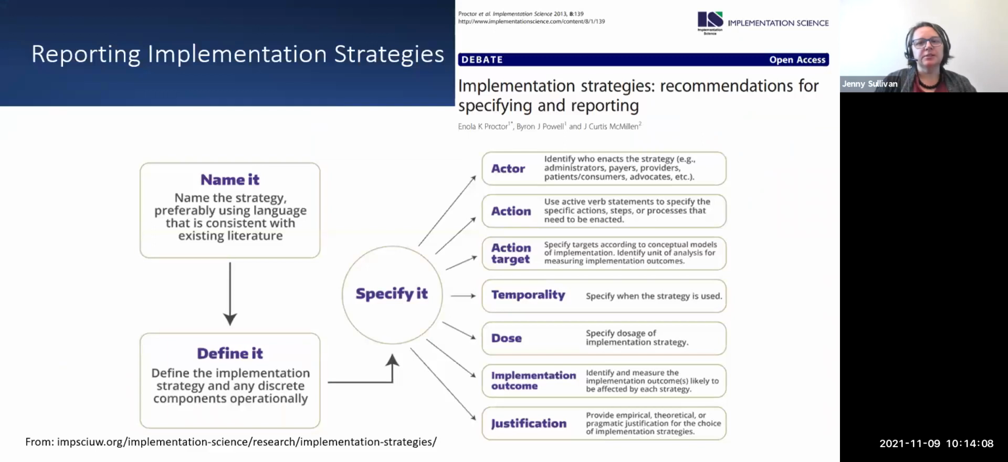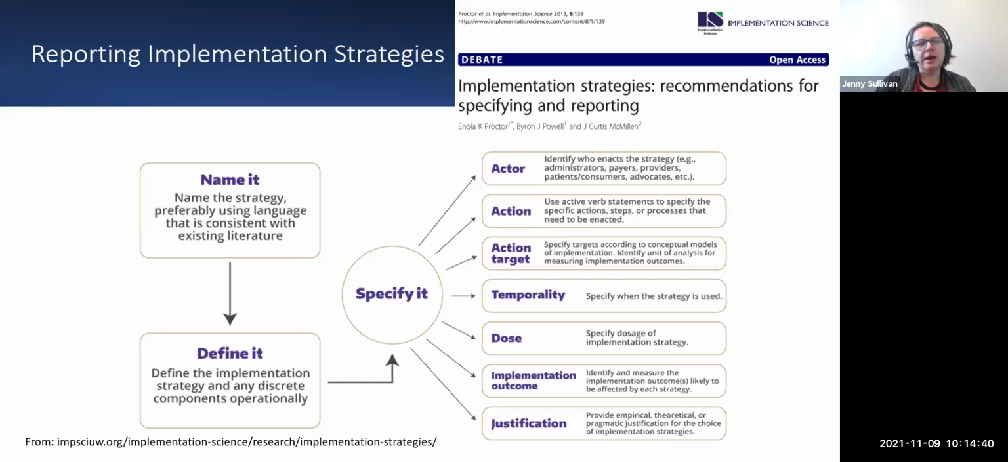So once you've selected your implementation strategy, it's important to then report what they are. So this includes naming and defining your strategy, and then also specifying your strategy using the 7 domains you see on the slide. So that includes the actor or individuals enacting the strategy, the action, what are the steps or processes used, your action target, what level and determinants are you targeting, temporality, when will you employ that strategy, your dose, how much of the strategy will be used.